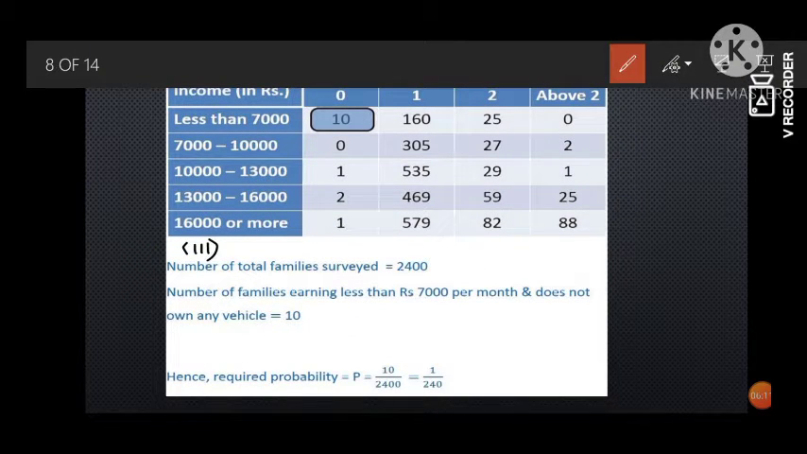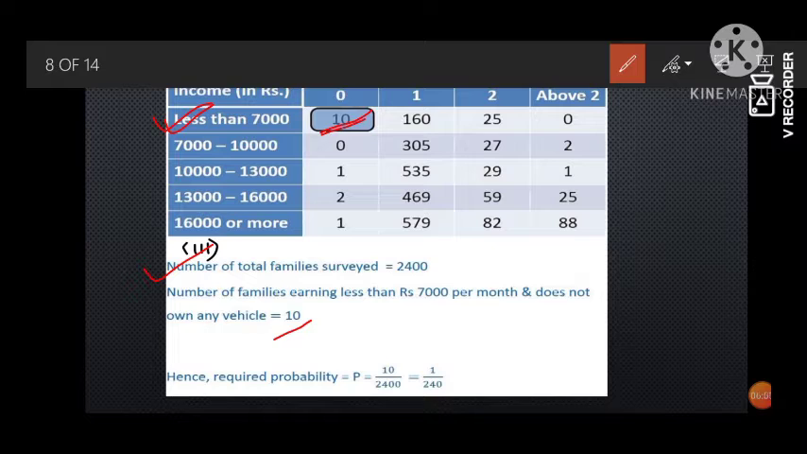Now subpart 3. In subpart 3, the question says find the probability that the family chosen is earning less than 7,000. Less than 7,000 is this slab, per month, and does not own any vehicle. So 0 vehicles, that is 10. So families earning less than 7,000 with no vehicles are 10 such families. The total number of families surveyed is 2,400, and the number of families earning less than 7,000 per month and not owning any vehicle is 10.